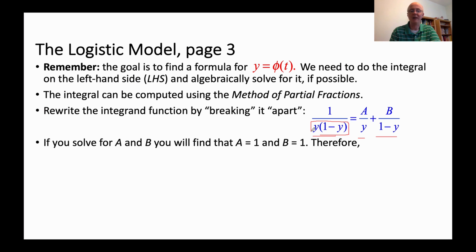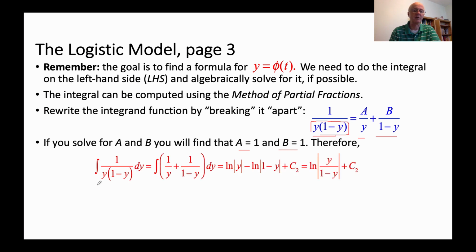So let's go ahead and do that. You can check if you solve for a and b, you'll find that they both equal 1, and therefore the original integral for the left-hand side is the integral of the sum, and you can integrate each piece individually.